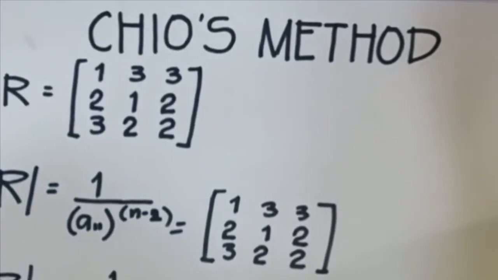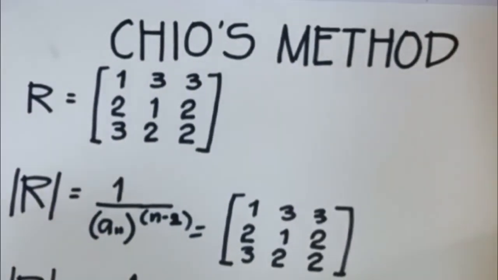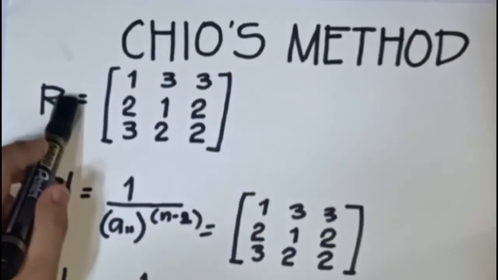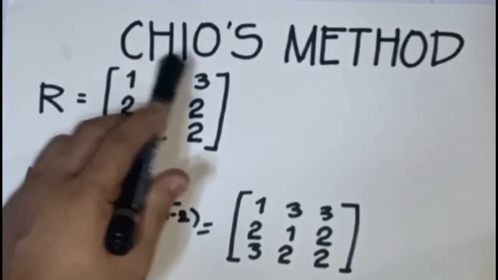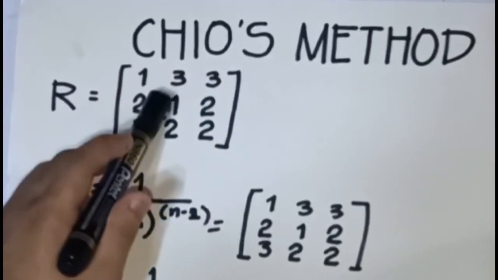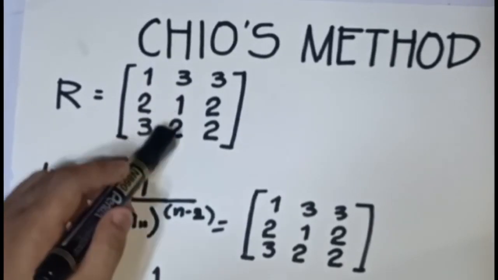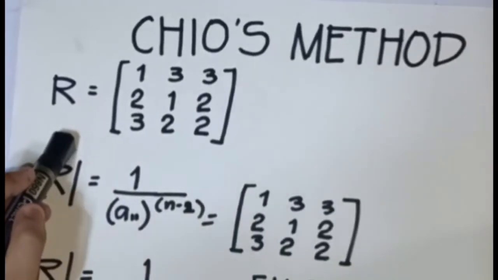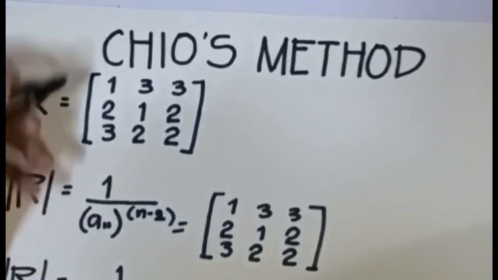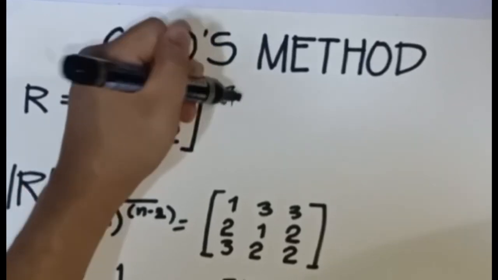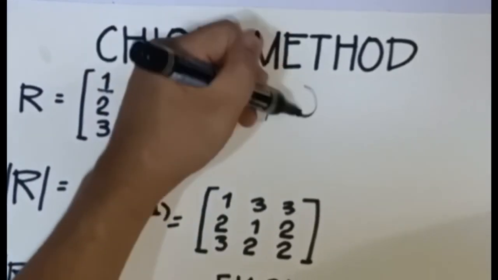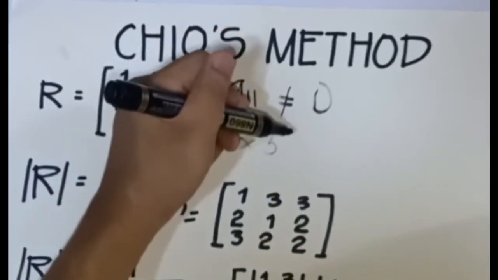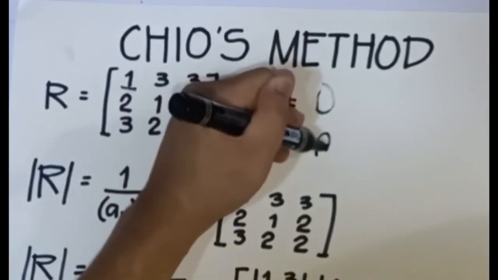So in this video, we will show you how to solve the different types of matrices using Chio's method. First, let's have our given matrix R, with first row 1, 3, 3, second row 2, 1, 2, third row 3, 2, 2. So in solving using Chio's method, first we need to identify that the A11 or the first element should not be equal to 0. And in this case, it is a 3 by 3 matrix. So n will equal 3.